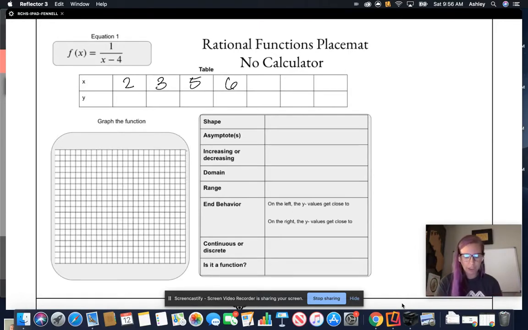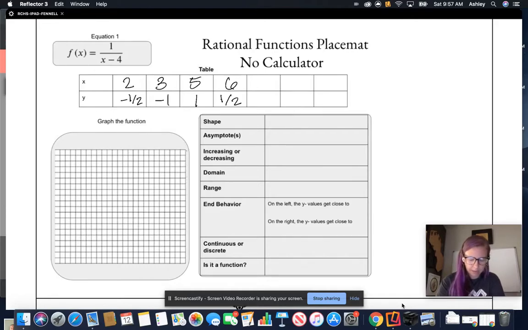Okay, so when I plug in 2, minus 4 is -2, I get -1/2. When I plug in 3, minus 4 is -1, I get -1. When I plug in 5, I get +1. When I plug in 6, I get +1/2. Okay, where are the asymptotes?